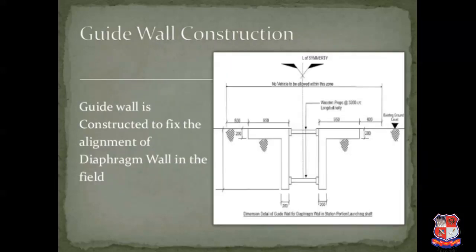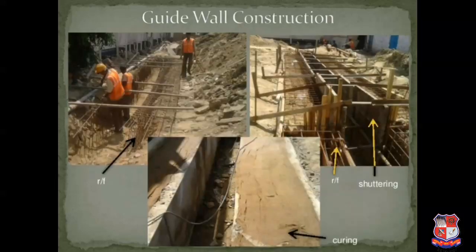So, guide wall construction. You can see the guide wall construction in the image. The guide wall is constructed to fix the alignment of the diaphragm wall in the field. From the image you can see the perfect alignment for the diaphragm wall guide wall construction. This is a real-life image of guide wall construction. You can see in the images shuttering, curing, etc.